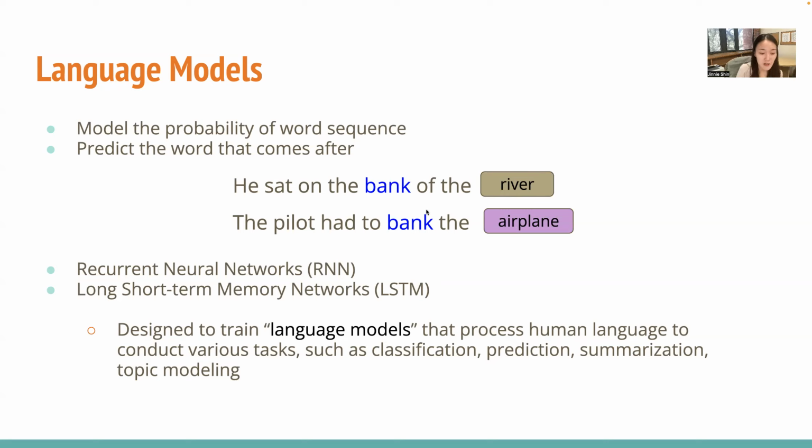So LSTM models, or the RNNs, can discern the difference between the word bank in the first sentence and the verb form of the word bank in the second sentence by looking at the surrounding words.